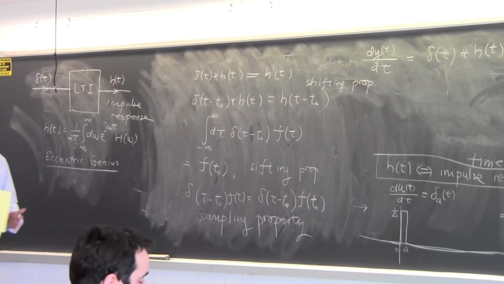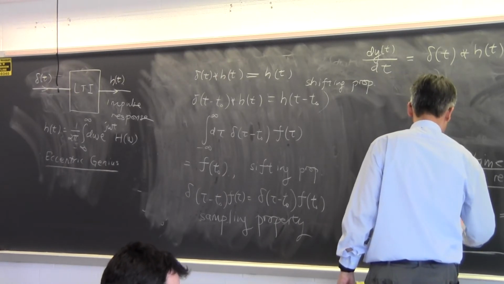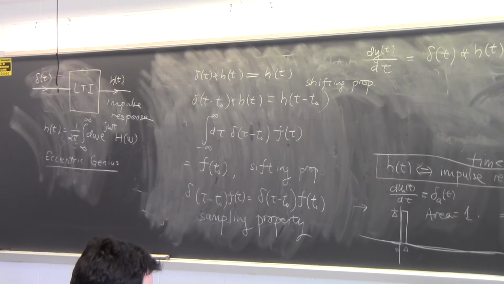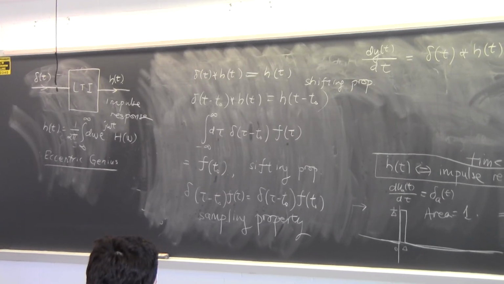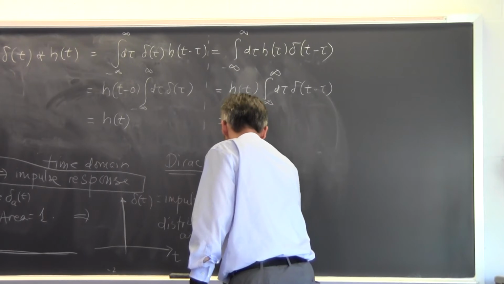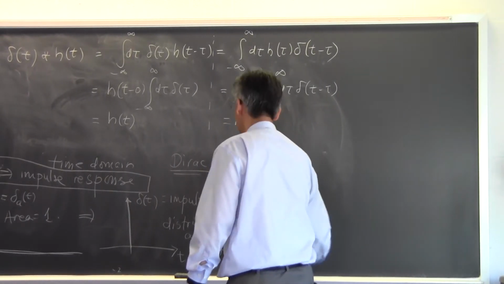And of course, you know the area property. This is called the area property, that the area under an impulse function is always equal to 1. Okay, so this impulse function, even in the limiting case when delta goes to 0, the area is always equal to 1. This is called the area property.